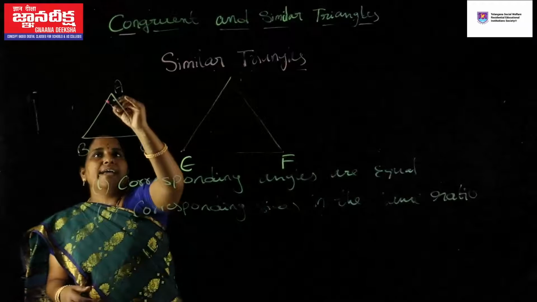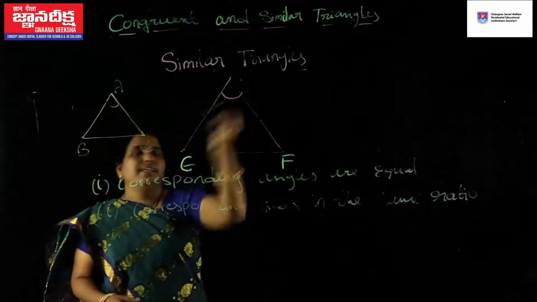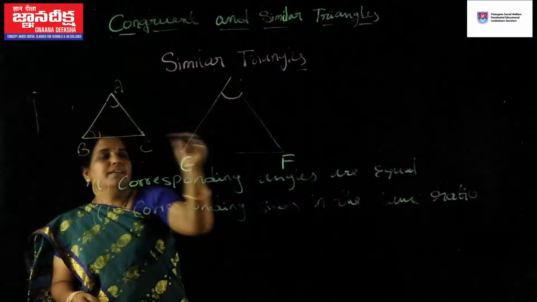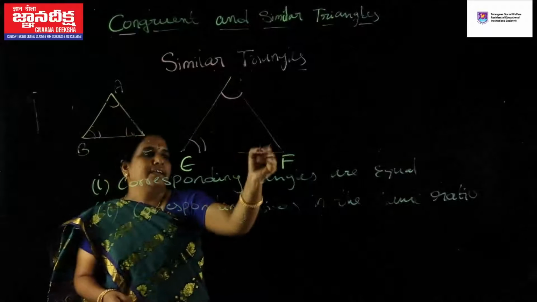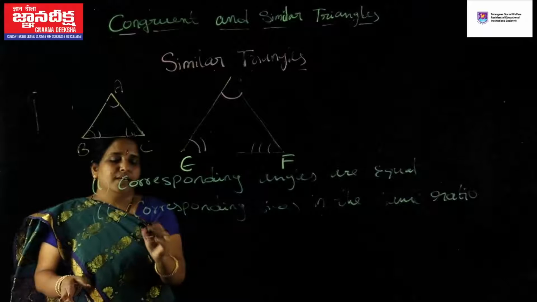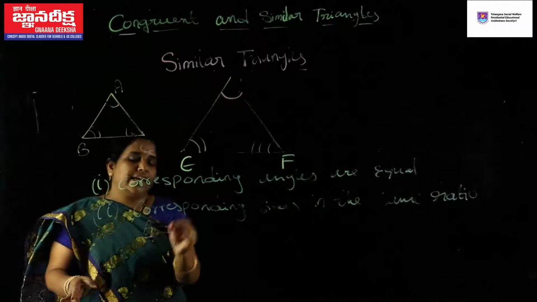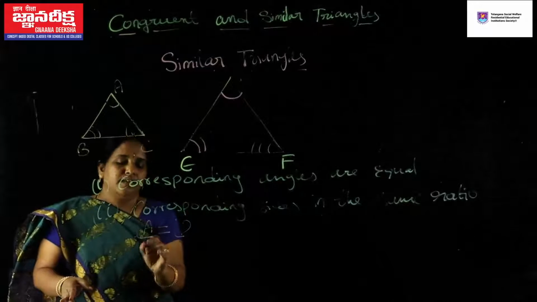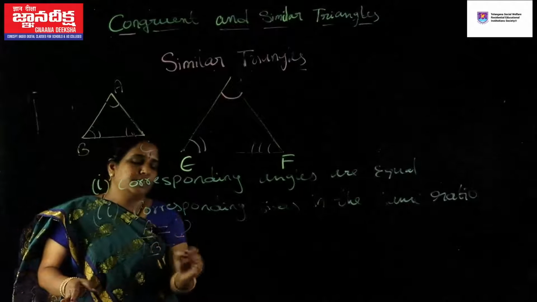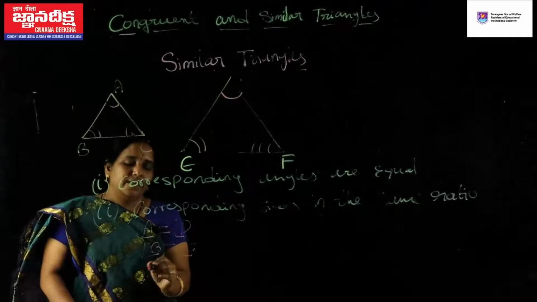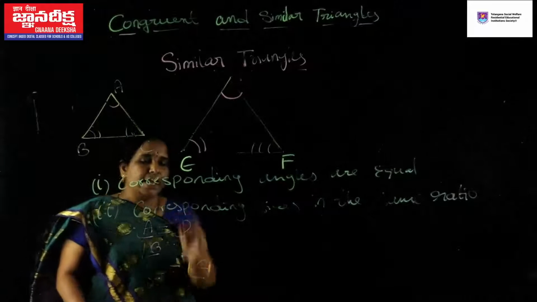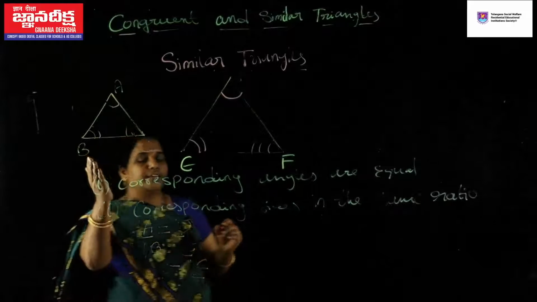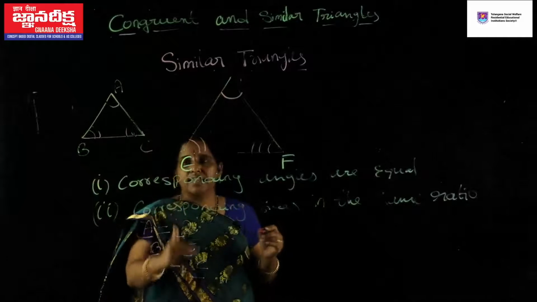Let us see. Angle A is equal to angle D. Angle B is equal to angle E. Angle C is equal to angle F. What are these angles? Corresponding angles. Angle A is equal to angle D, angle B is equal to angle E, and angle C is equal to angle F. Okay, three angles of the first triangle are equal to the corresponding three angles of the next triangle.